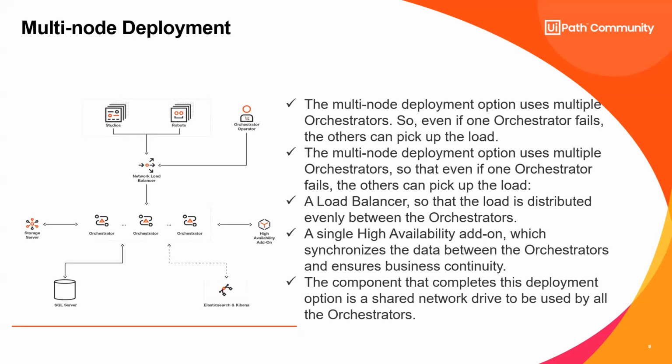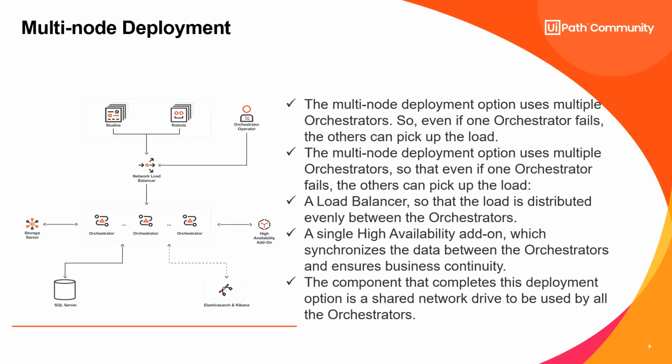The network load balancer will be responsible for directing the requests coming from the Orchestrator operator, a Studio, or a Robot to the different Orchestrators. Then you will have a SQL Server, and optionally Elastic and Kibana. It's basically the responsibility of the load balancer to distribute the load between the different Orchestrators we have. A single HA add-on which synchronizes the data between the Orchestrators will be required, because it is responsible for synchronizing the data and ensuring that if something goes wrong, your business runs as usual.